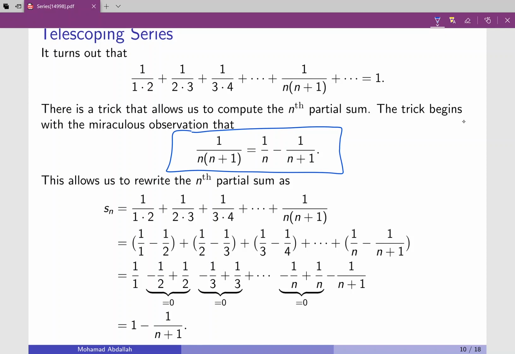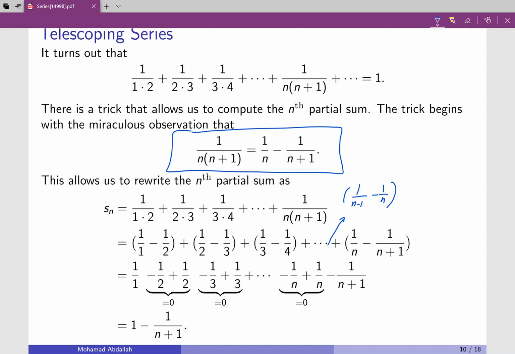1 over 2 times 3 is 1 over 2 minus 1 over 3. 1 over 3 times 4 is 1 over 3 minus 1 over 4, till the end. Remember, if you want to add a term that comes right before this, it's going to be 1 over n minus 1 minus 1 over n. And things are going to keep going. So we're going to stop up to n, because this is Sn.